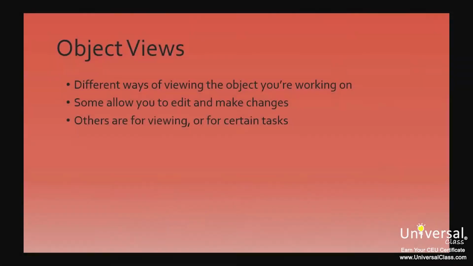Object views are simply different ways of viewing the object that you're working on. Some views will allow you to do heavier editing and changes. Some are simply for viewing, and others let you complete certain tasks. Let's learn about different ways to view the objects in Access so you can see exactly what we mean.